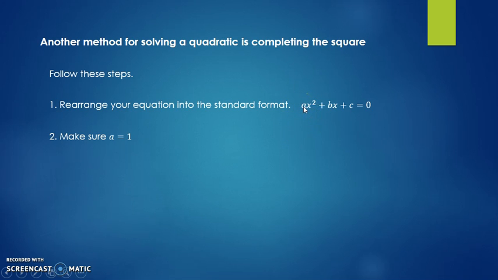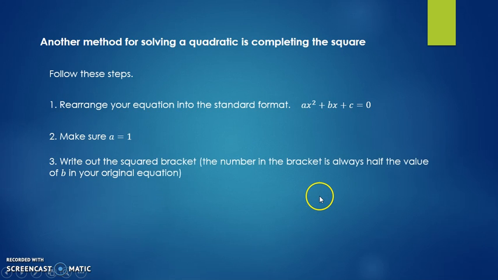The next step is to check to make sure that a here is 1. If a is 2, if it's 2x squared, you divide everything by 2 so that a becomes 1. If a is 3x squared, divide everything by 3 so that a is 1. So you make sure that a equals 1. Now this part is where it's not very obvious, but you will understand better when you see an example.